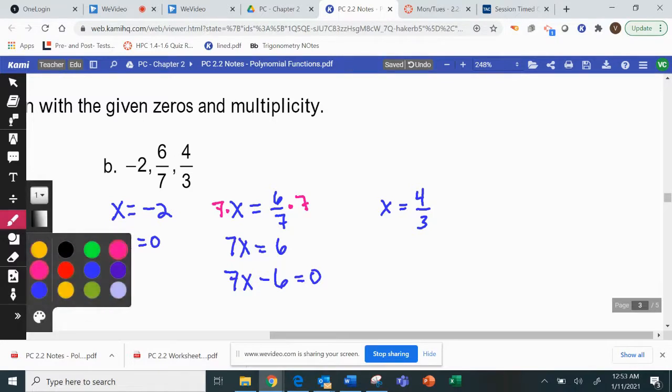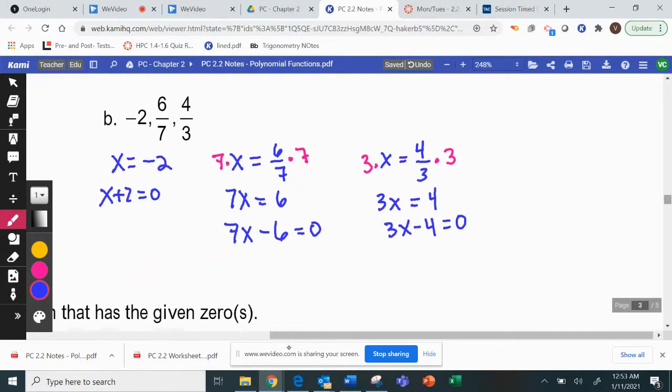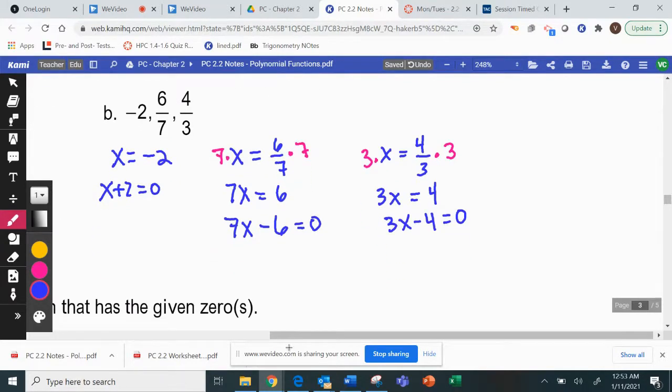Do the same thing for 4/3. I'm going to multiply both sides by 3. So I get 3x equals 4. Subtract the 4. 3x minus 4 equals 0. Now it says nothing about multiplicity. So f of x, we're just going to have x plus 2, 7x minus 6, and 3x minus 4.